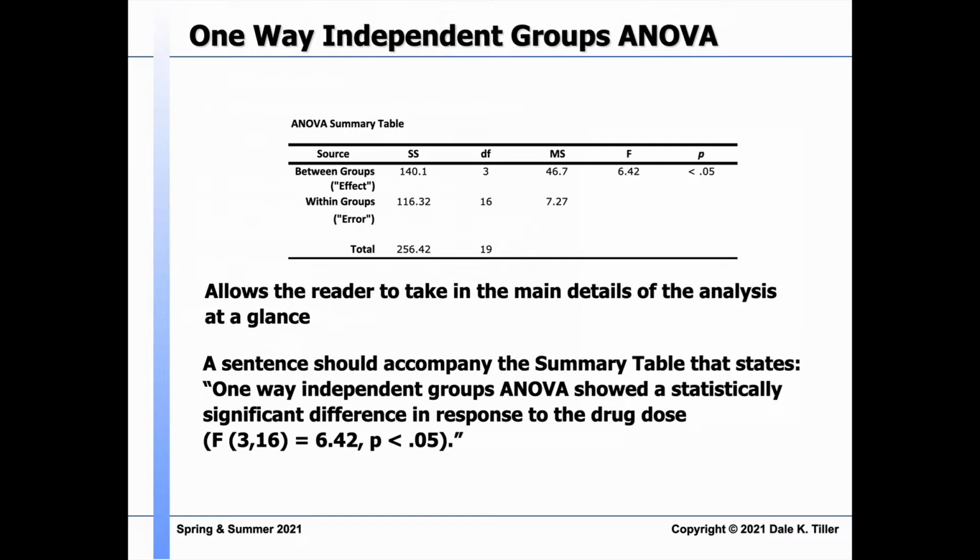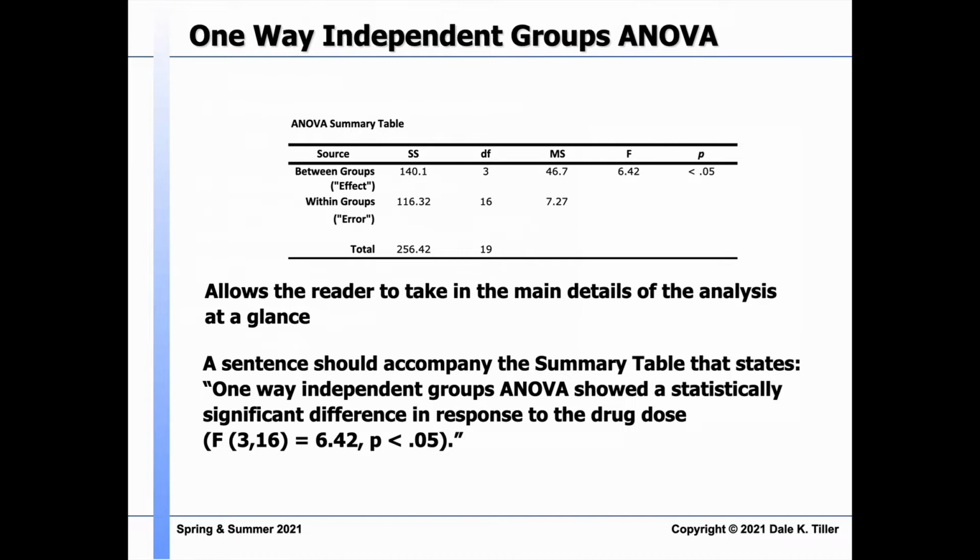It sometimes provides us with a clear hint that the investigators have misorganized their data. So it should relate very clearly to the number of levels of the independent variable in the experiment, the number of subjects that you have included in the experiment, etc. And so if there's a discrepancy between the ANOVA summary table and your understanding of the details of the experiment, then that's something to be concerned about. Essentially, it allows the reader to take in the main details of the analysis at a glance.